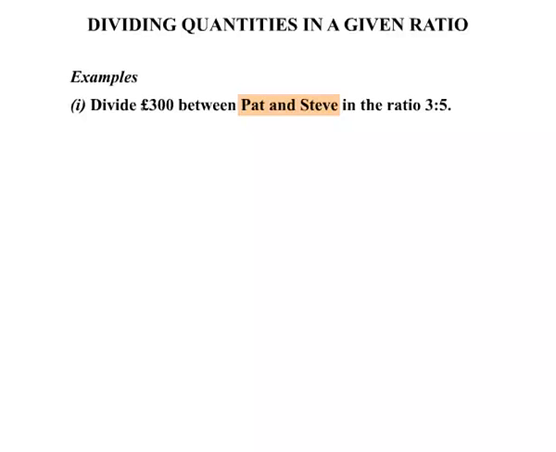Now, as before, let's get our setting out correct. Pat and Steve, the ratio is 3 to 5. Now, if we consider this, we have Pat gets 3 parts to Steve's 5 parts. Altogether, we're talking about 8 parts.